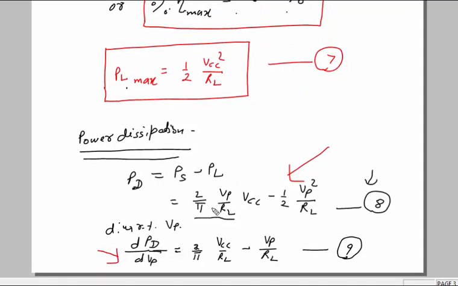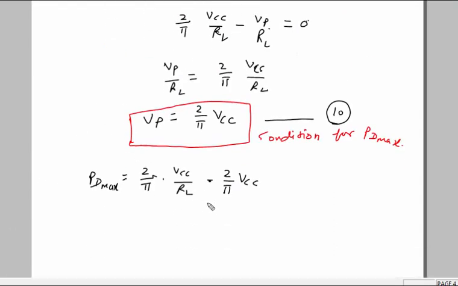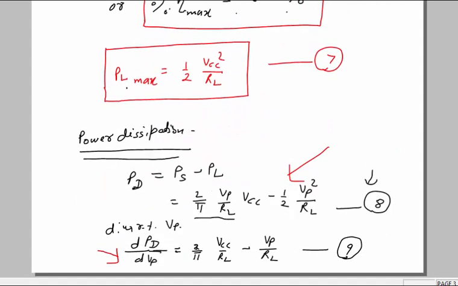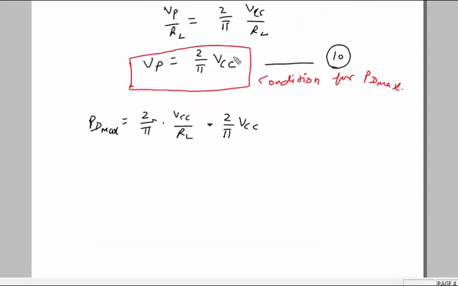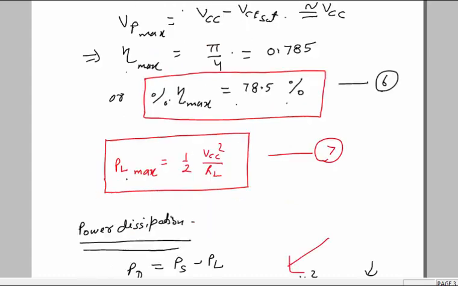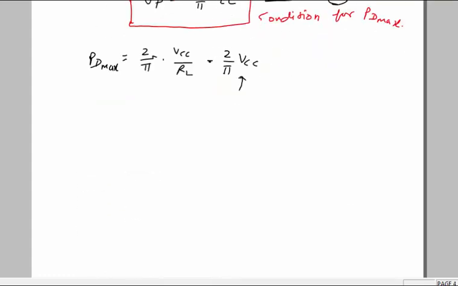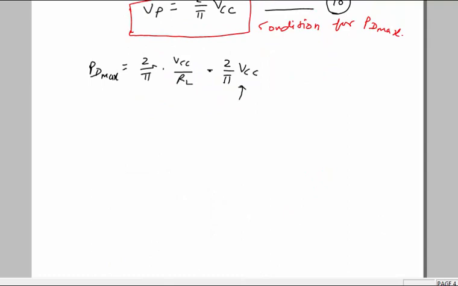Okay, so here we have 2 by pi VCC by RL. Okay, so here we have written that same 2 by pi VCC by RL. Now what's remaining? VP. For maximum value, VP should be 2 by pi VCC, which is written here. Okay, similarly we can do for the next term. Half VP square by RL, we will put the value here. So what will we get?